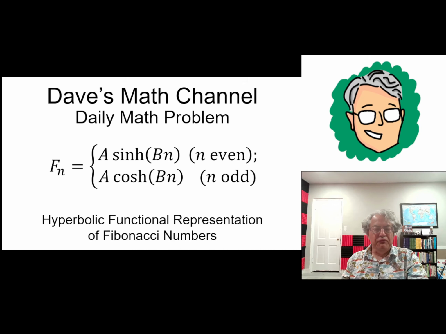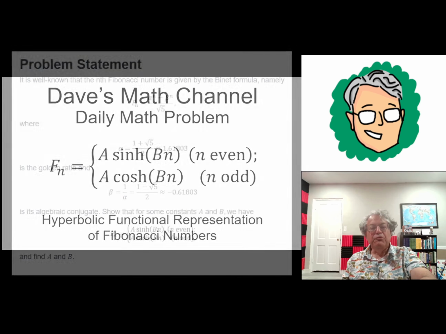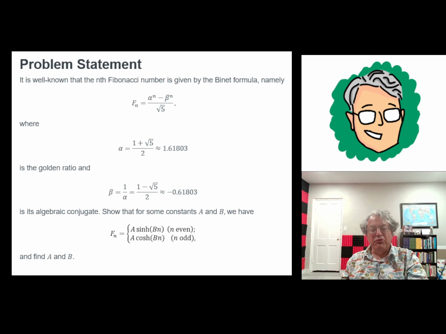This is my continuing feature on daily math problems that I post every few days on the Facebook group Classical Mathematics. This is another recent one I posted a few days ago. This one involves these hyperbolic function representations of Fibonacci. So anyway, let's begin. So here's a statement of the problem.